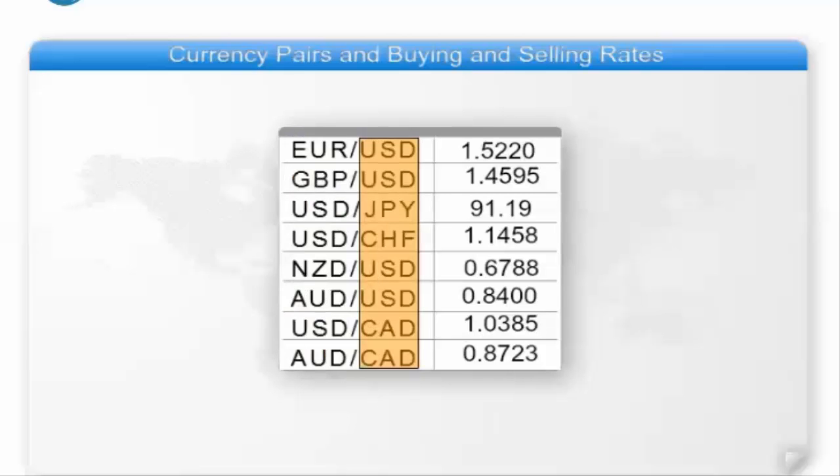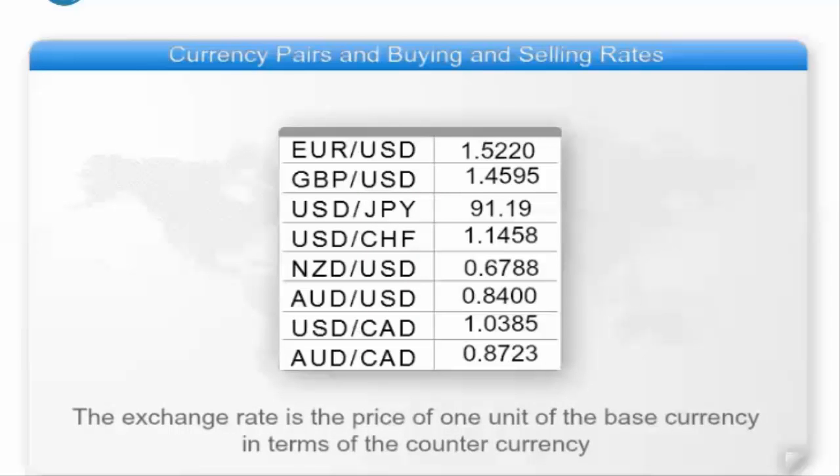In a transaction involving the euro-US dollar, I buy or sell the euro against the US dollar, wherein the means of my payment is the US dollar. The exchange rate is the price of 1 unit of the base currency in terms of the counter currency. Let's take a look at the euro against the dollar. 1 euro is equal to $1.5220.